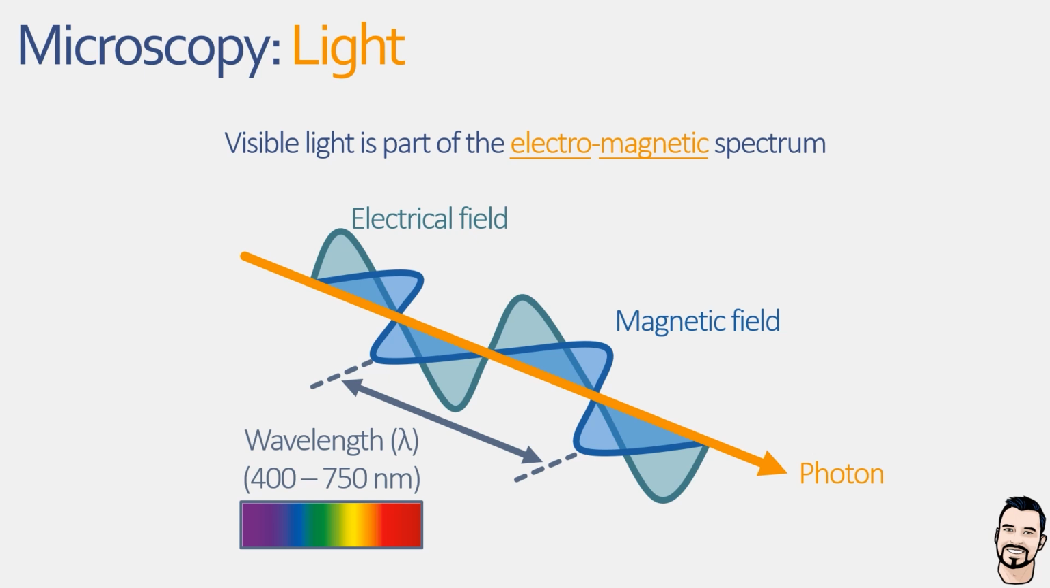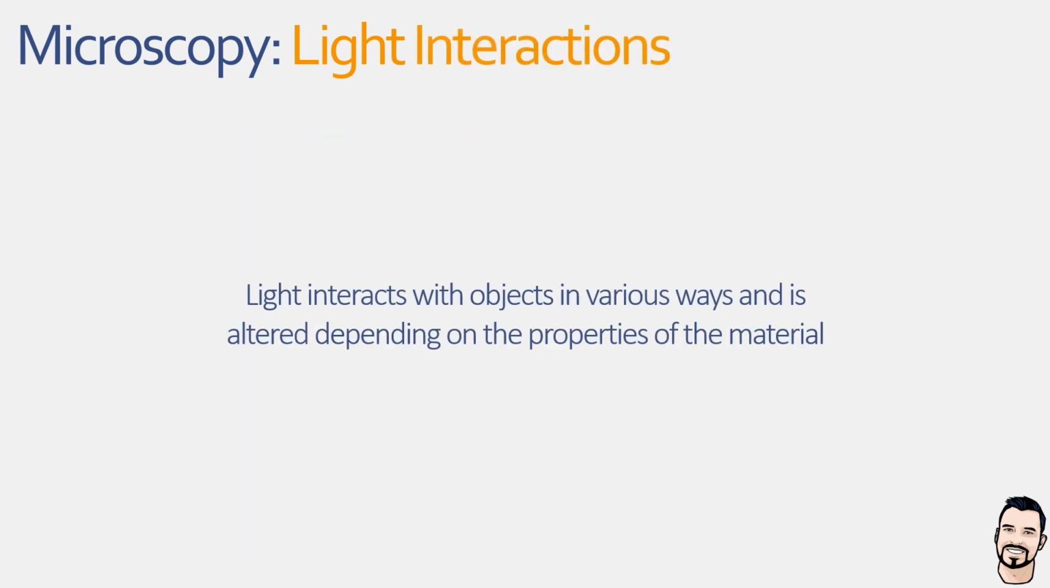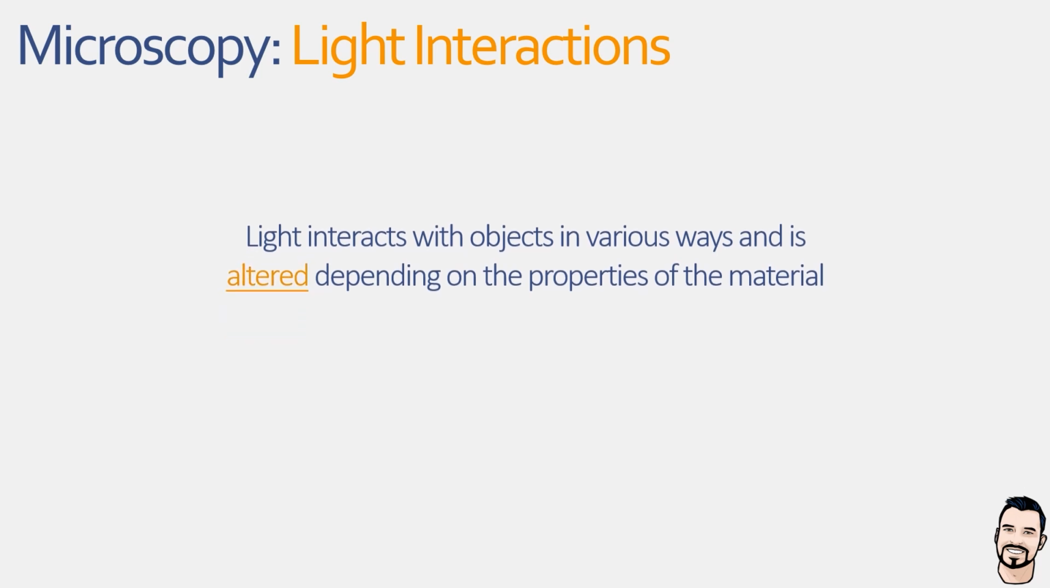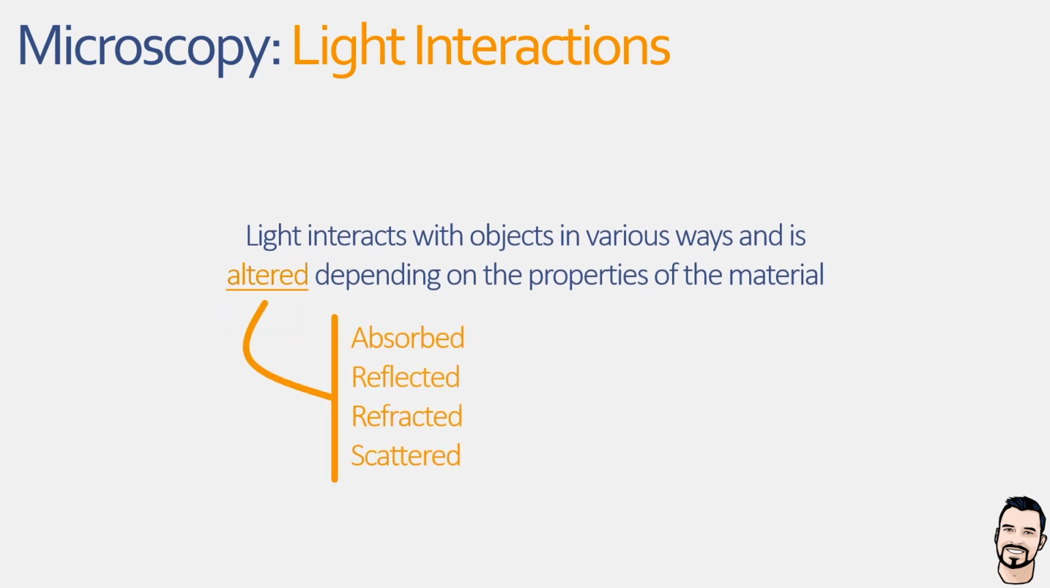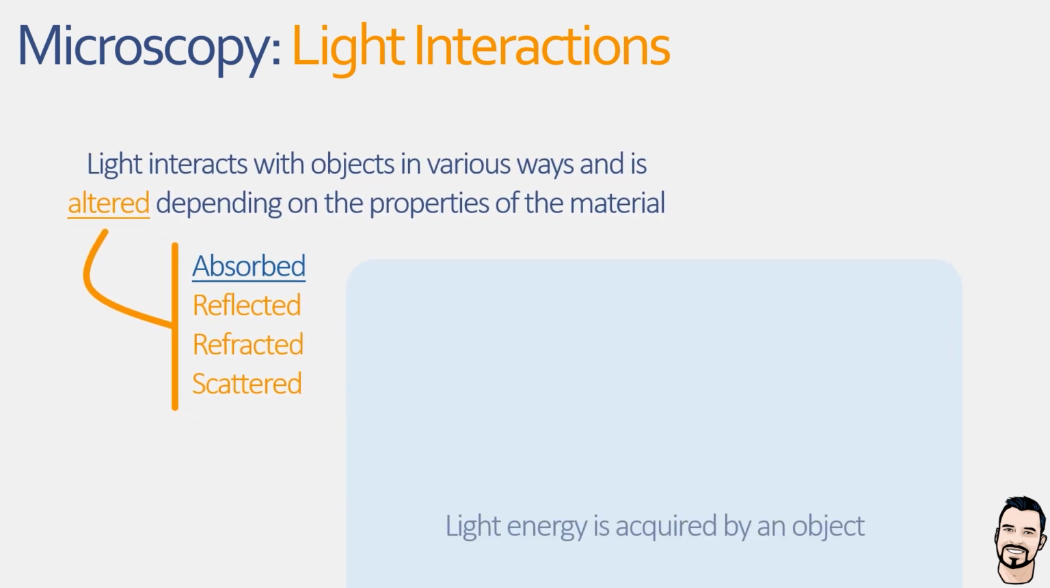Now I know what you might be thinking, why is this important? Well, the wavelength of light and the properties of an object affect how the two interact, with the photon of light being altered in one of four ways by an object. And so a photon of light can be absorbed by the object, it can be reflected away from it, it can be refracted through the object, or it can be scattered away. And we will have a look at each of these in a little more detail, starting with absorption.